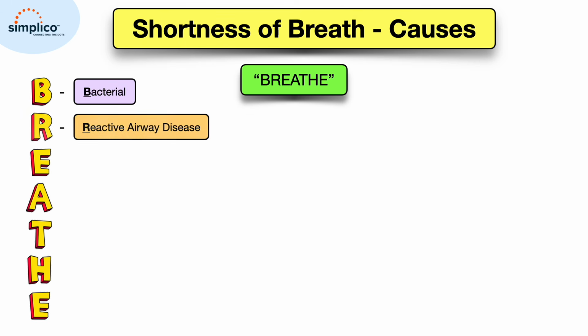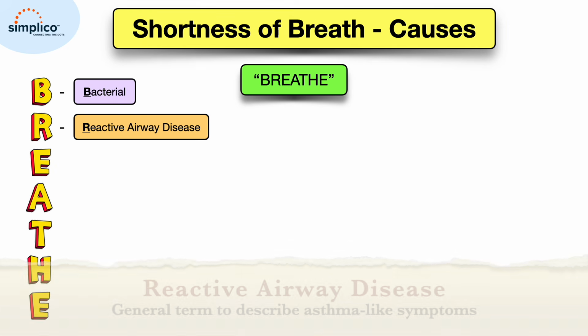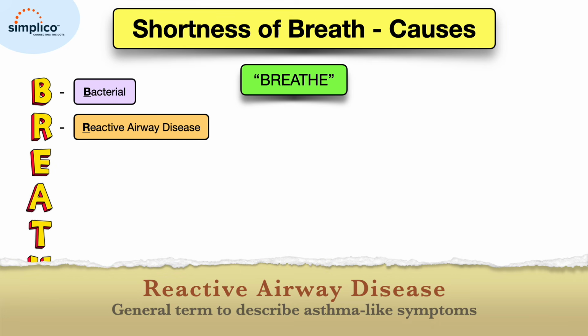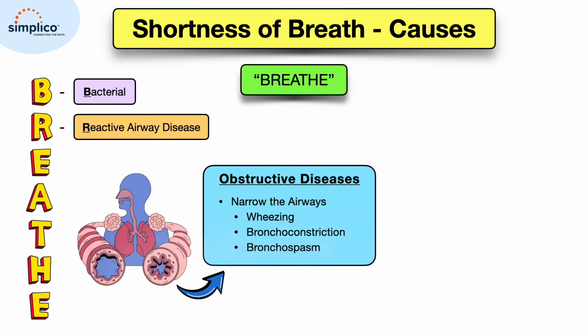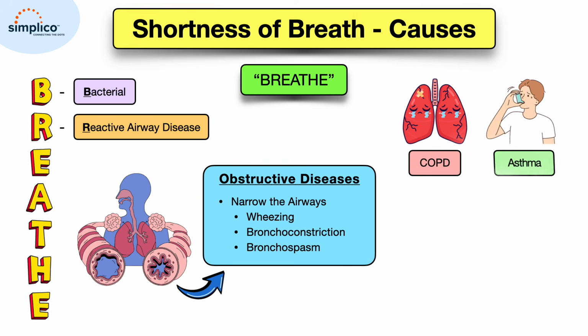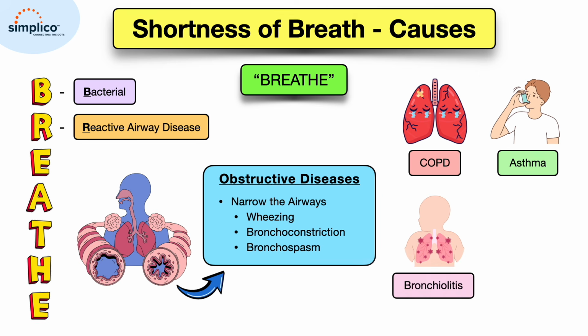The R will help you think of reactive airway disease. Now, reactive airway disease is a general term to describe asthma-like symptoms, but it works for the purpose of the mnemonic to help you remember asthma and obstructive lung disease. These are conditions that cause the airways to narrow and are typically associated with wheezing, bronchoconstriction, and bronchospasm, and this could include things like COPD, asthma, bronchiolitis, and bronchitis, to name a few.